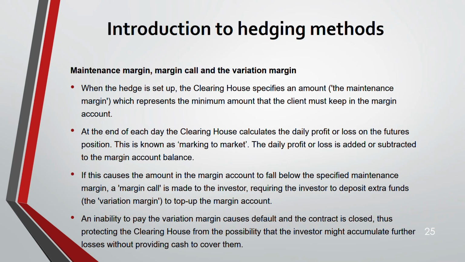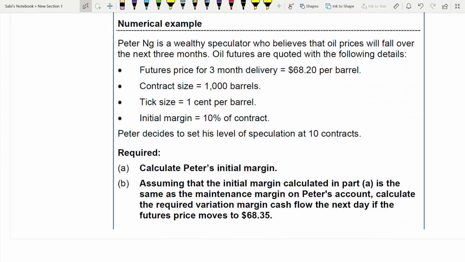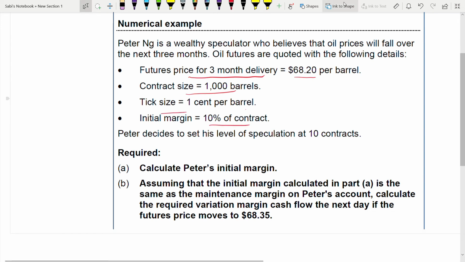Now let's do a small question before we move on to the types of forex risk, the three types of forex risk. So this is a numerical example of a future. Peter NG is a wealthy speculator who believes that oil prices will fall over the next 3 months. Oil futures are quoted with the following details. Future price for 3-month delivery, 68.2 per barrel. Contract size is given. Tick size is given, 1 cent per barrel. Initial margin 10% of the contract. Peter decides to set his level of speculation at 10 contracts.